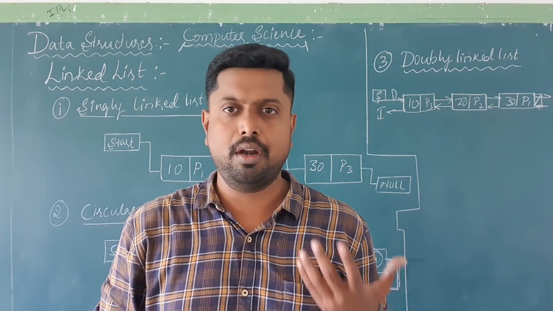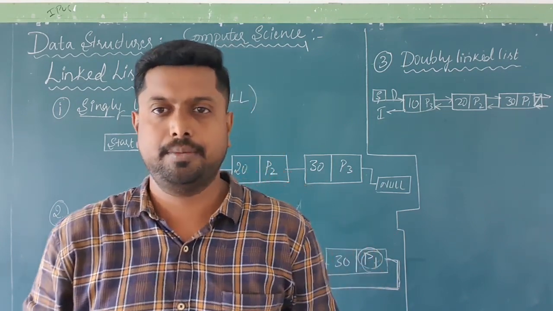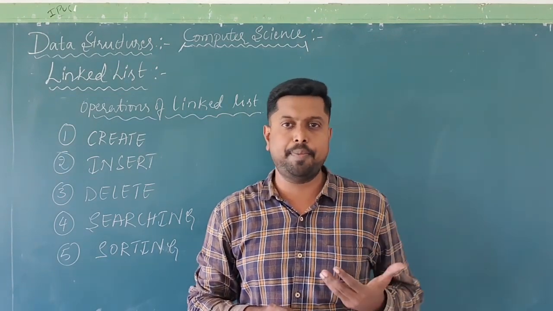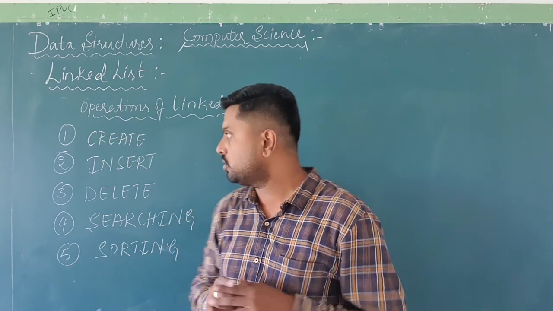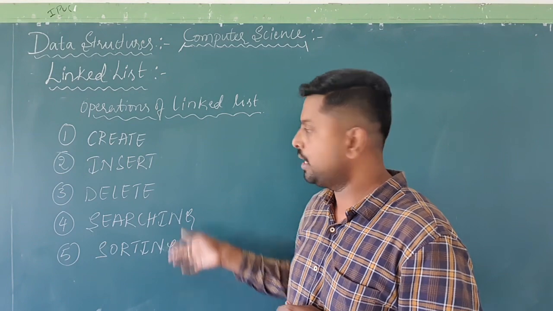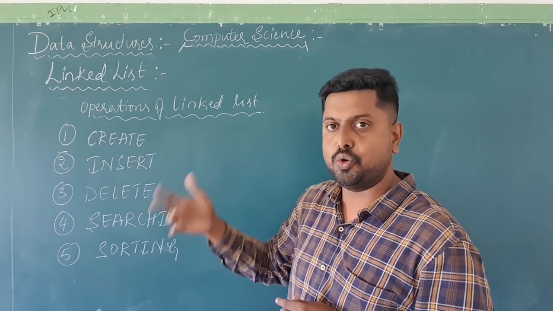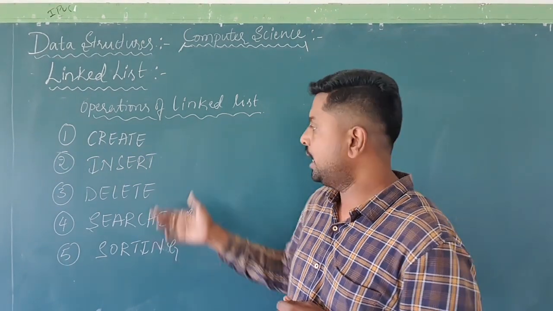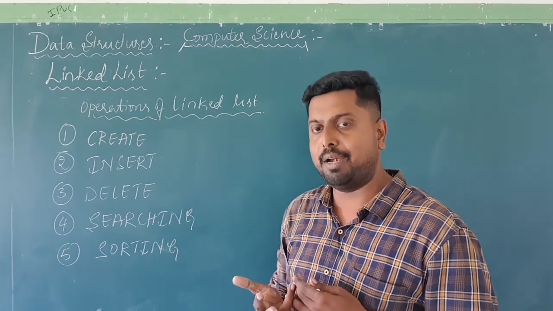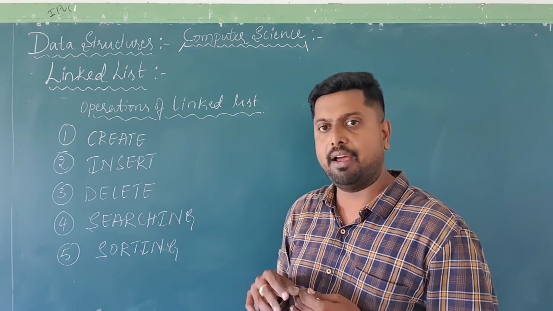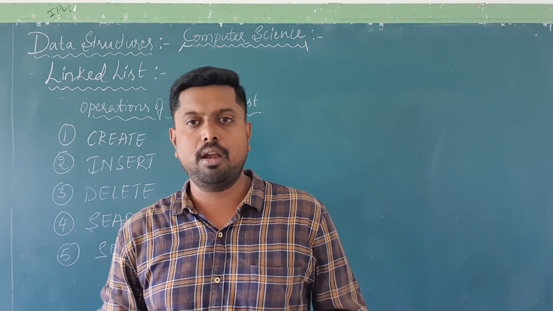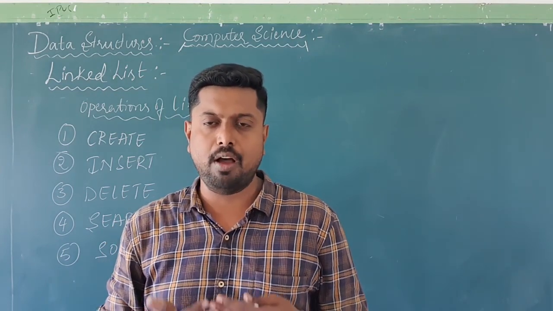After this we go to the operations of the linked list. These are the common operations we discussed for the non-linear data structure; the same operations apply to linked list also. The list of operations: create, insert, delete, searching and sorting. Create, making a new linked list. Insert, adding a new element to the linked list. Delete, removing an element from the linked list. Searching, finding an element and its location. Sorting, arrangement of elements in either ascending or descending order. These are all the operations of the linked list.